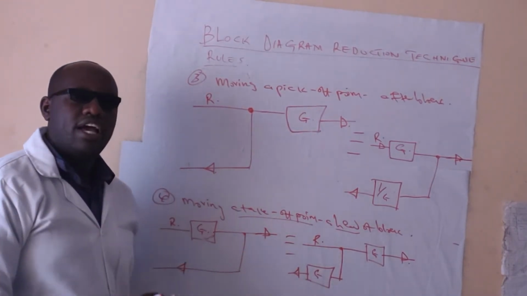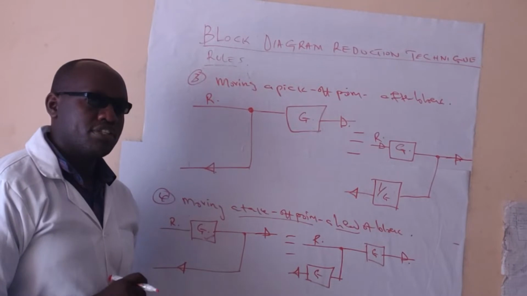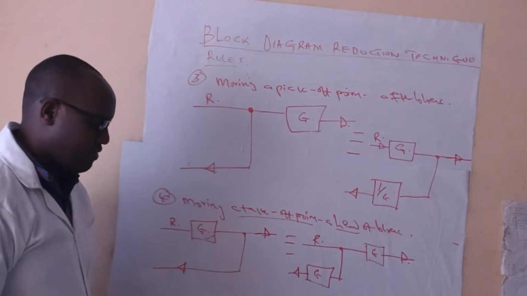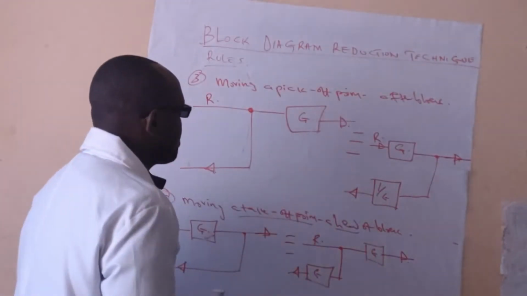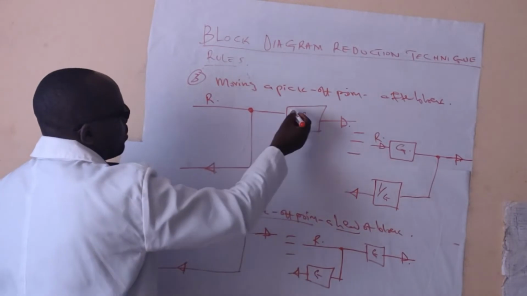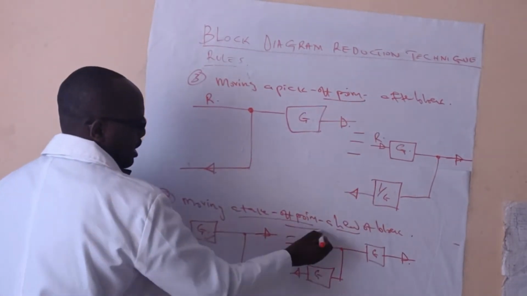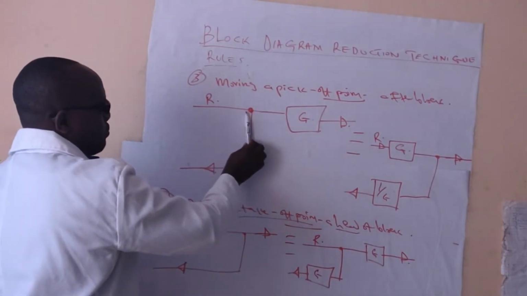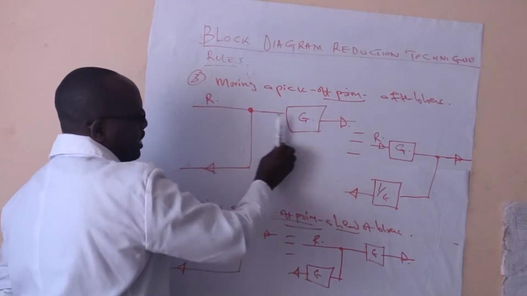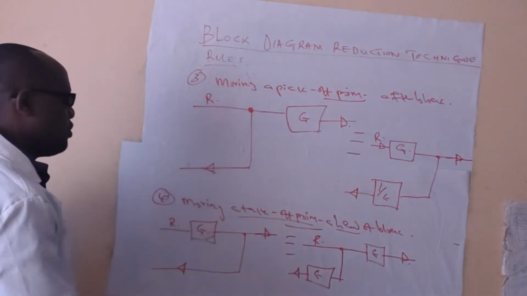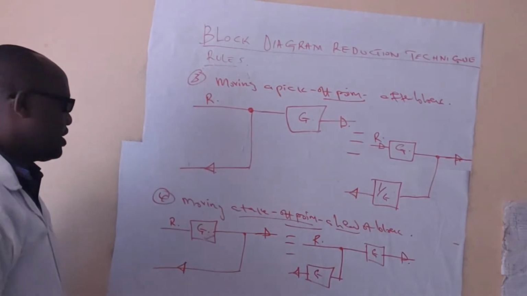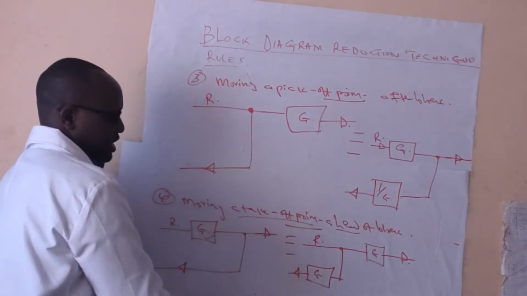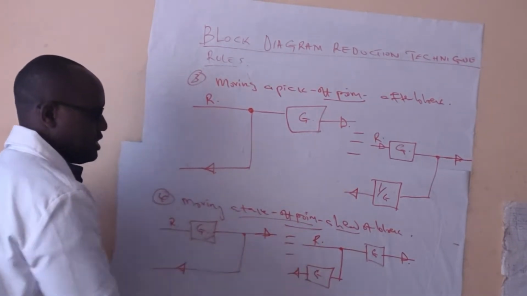So all these rules are represented with blocks. Now, in these rules we were talking about the takeoff points. So what happens when you move this after the block? The equivalent of that is moving a takeoff point ahead of the block. So you are moving this ahead of that, then the equivalent of this is that.